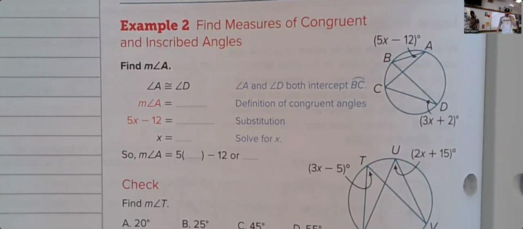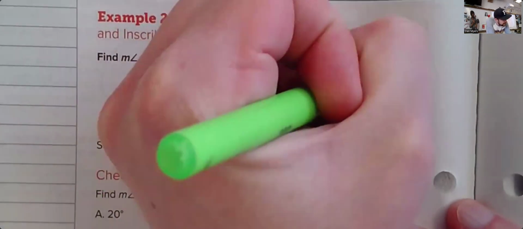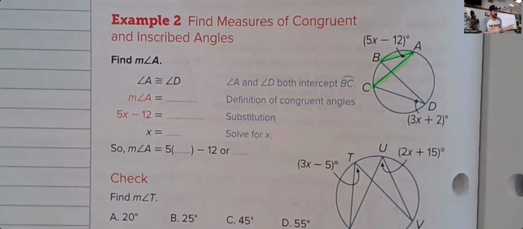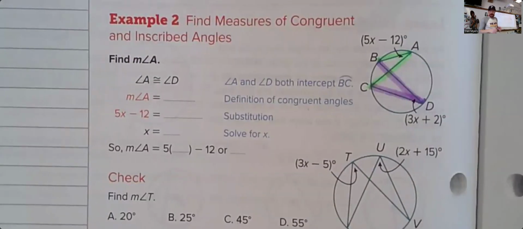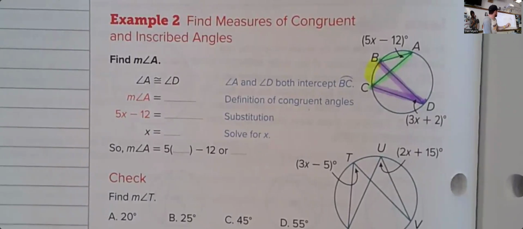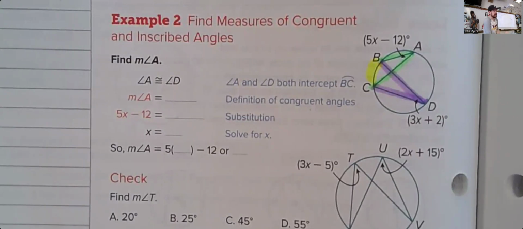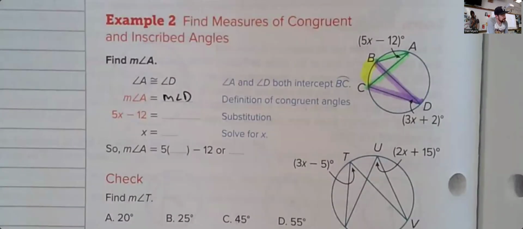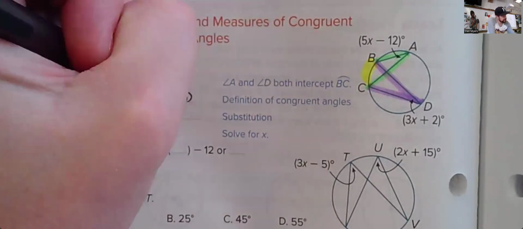So I'm just going to go ahead and highlight those two so you can see them. If we're talking about angle A, the sides of angle A are like that. And then angle D, the sides of angle D look like that. They both intercept the exact same arc, which is arc BC. So if two angles intercept the same arc, what do we know about the angles? They're congruent, yeah. So angle A is congruent to angle D, which means the measure of angle A is equal to the measure of angle D, which means that 5x minus 12 equals what? 3x plus 2.